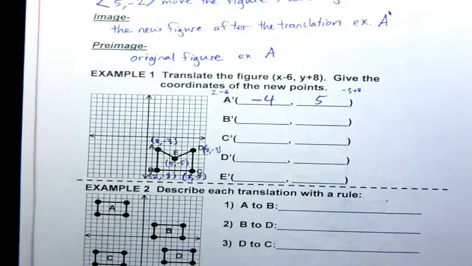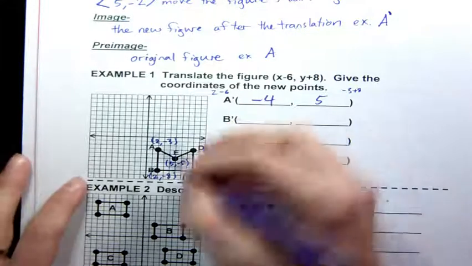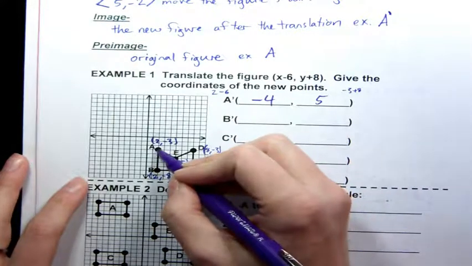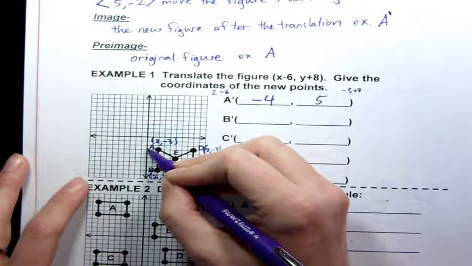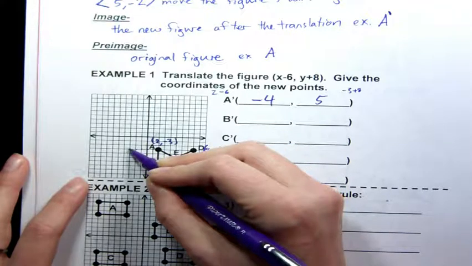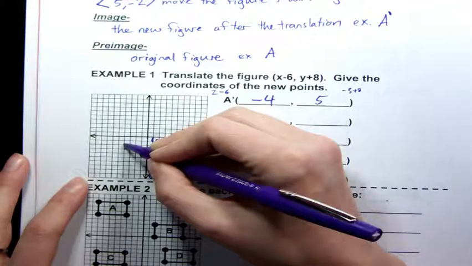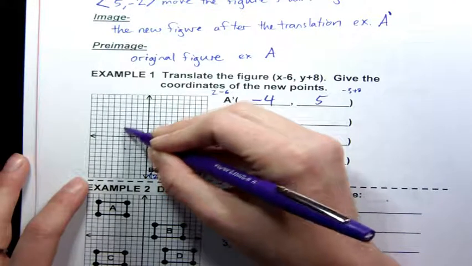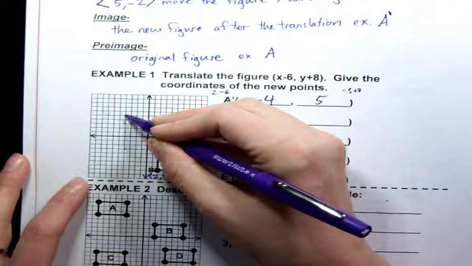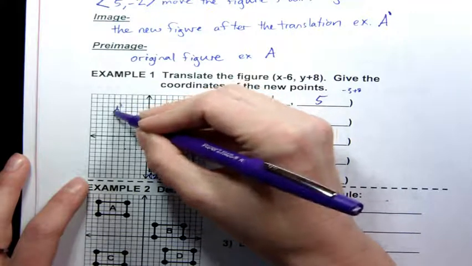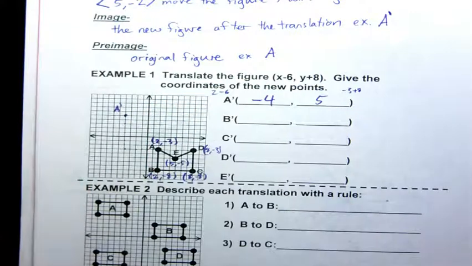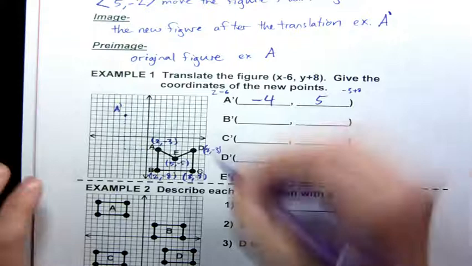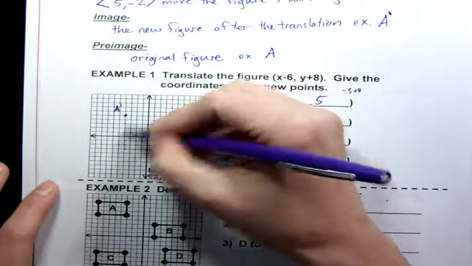The other thing we can do is sit here and count. So negative 6 means I count backwards. 1, 2, 3, 4, 5, 6. And then up. 1, 2, 3, 4, 5, 6, 7, 8. And label my new A. A lot of times you're asked to graph it and label it. Or I can do the math and then plot the point. That's negative 4 and 5.